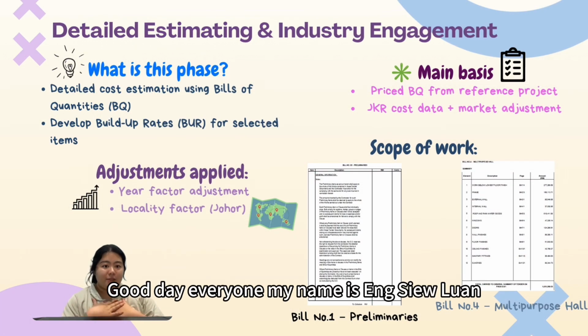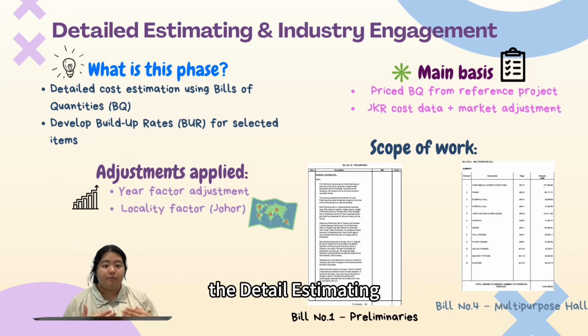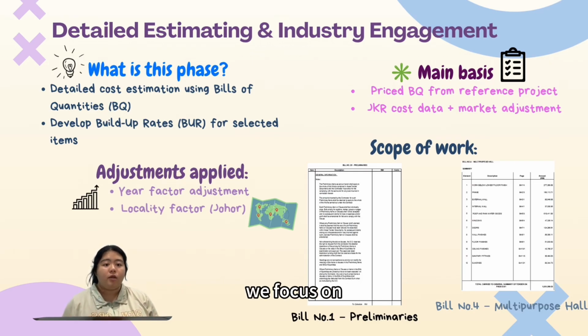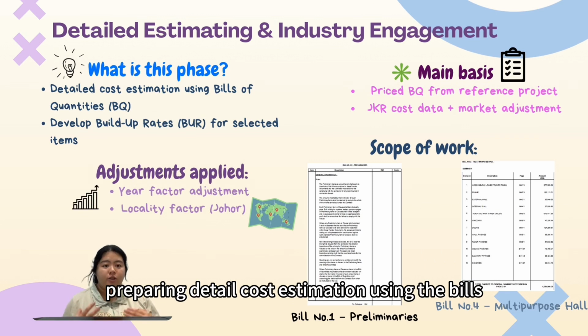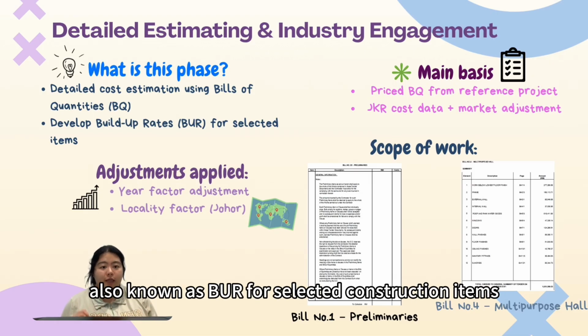Good day everyone, my name is Eng Shulan. So now I will present Phase 2, which is the detailed estimating and industry engagement section. In this phase, we focus on preparing detailed cost estimation using the bills of quantities or BQ. The main purpose is to develop build-up rates, also known as BUR, for selected construction items.